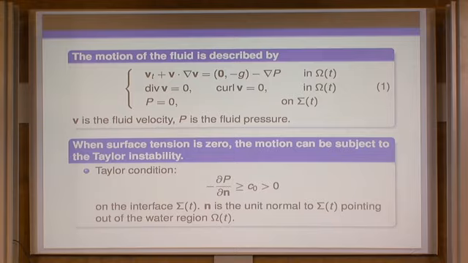It's well known that when surface tension is neglected, the motion can be subject to so-called Taylor instability. The Taylor criterion basically requires that negative dP/dN be strictly increasing in the inward fluid direction. Here P is pressure, and N is the outward unit normal, so minus dP/dN is the gradient in the inward normal direction. So the pressure has to be increasing in the inward normal direction.